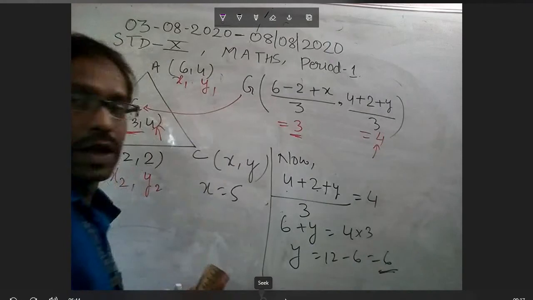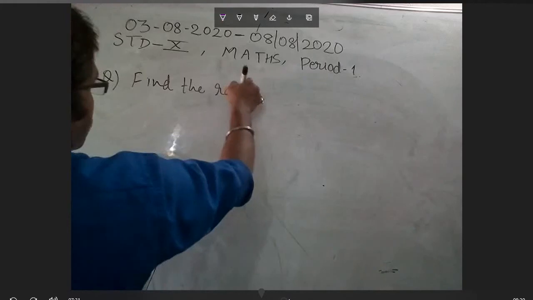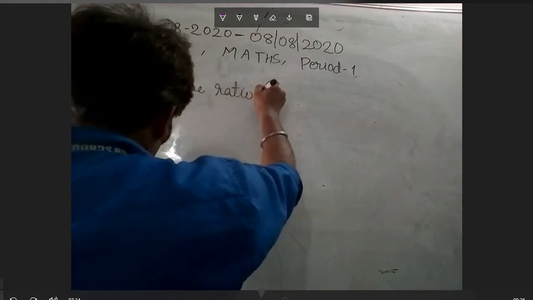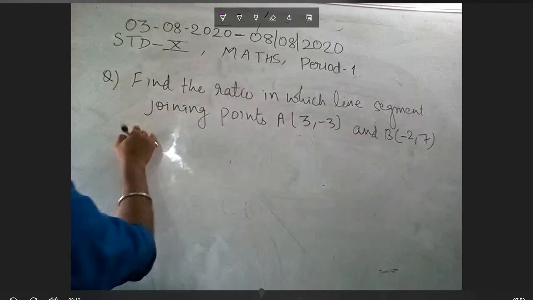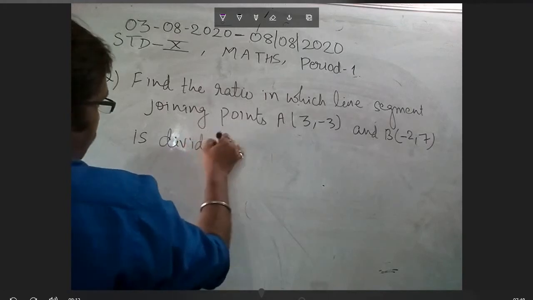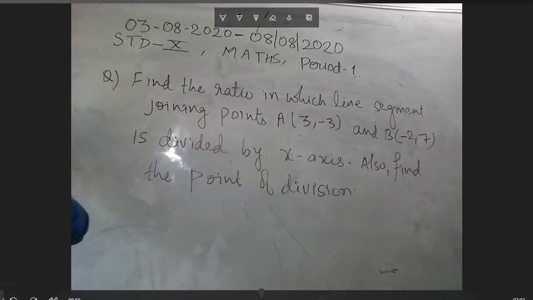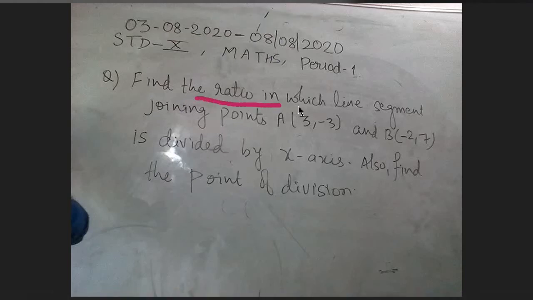Now see, two more questions we can see here. I'm just writing the question here. The second question is that find the ratio. Now this is the question here. Question is saying that find the ratio in which the line segment joining points A and B is divided by the x-axis.